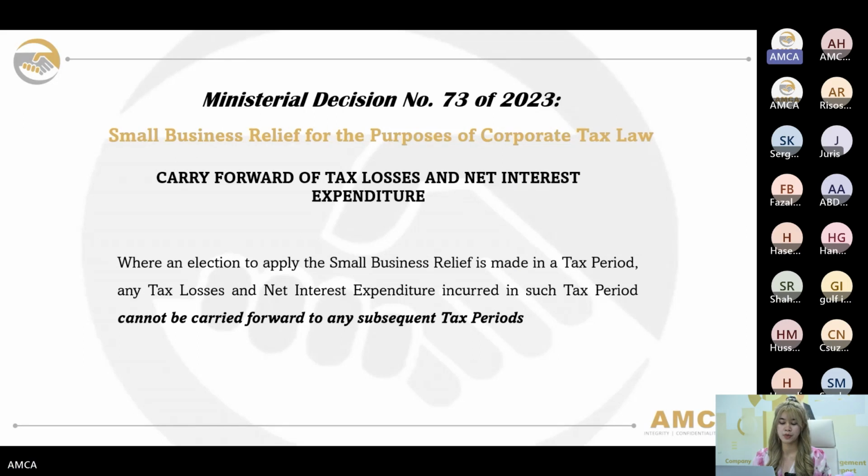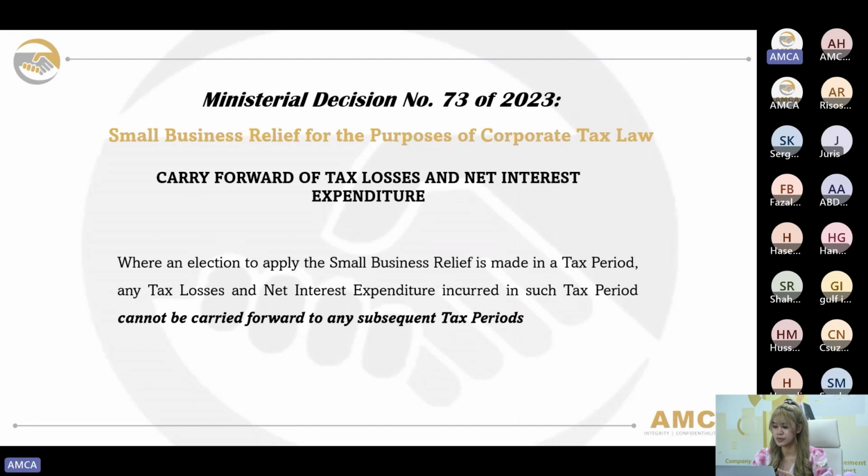So, upon availing the small business relief, there are certain limitations in reference to the carry forward of tax losses and net interest expenditure. Where an election to apply the small business relief is made in a tax period, any tax losses and net interest expenditure incurred in such tax period cannot be carried forward to any subsequent tax period. Similarly, any unutilized tax losses incurred in a previous tax period where an election to apply for the small business relief was not made may be carried forward to the subsequent tax period in which an election to apply the small business relief is not made.